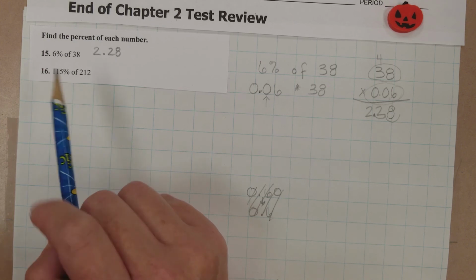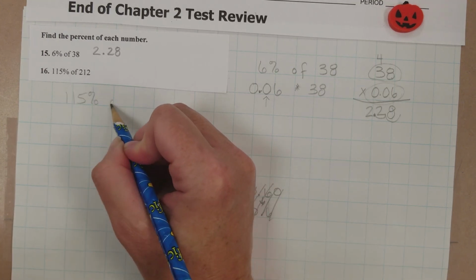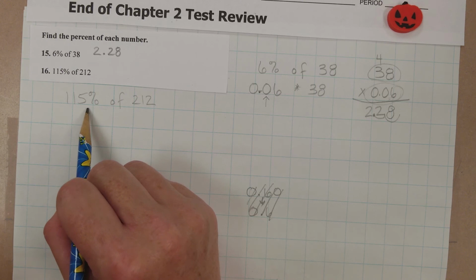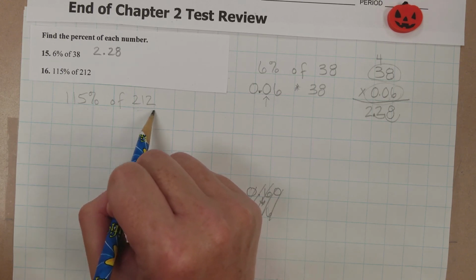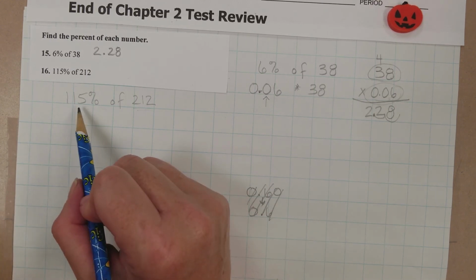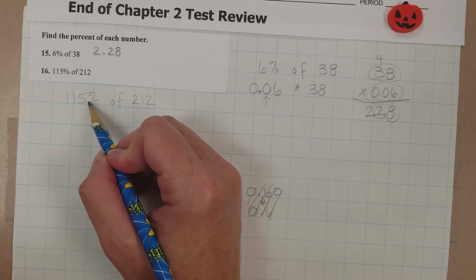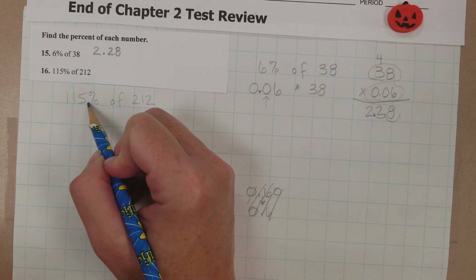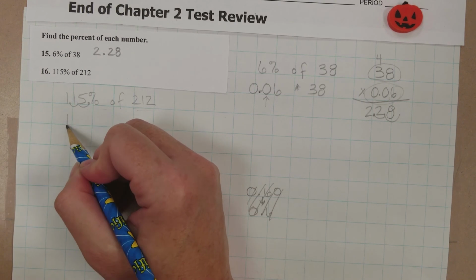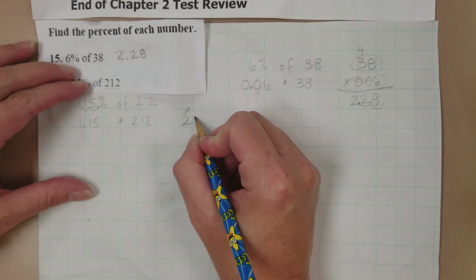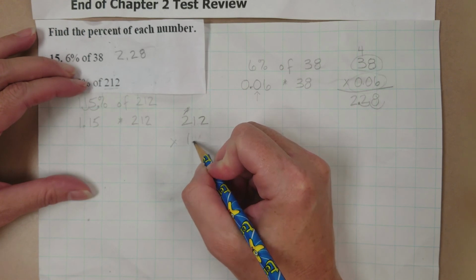115% of 212. Before we even begin, this percent is greater than 100. That means that my final answer needs to be greater than the whole value of 212. I'm going to have a number larger than 212. All right, we need to change 115 into a decimal. The decimal point would be behind the 5, and to change it from a percent to a decimal number, we're going to move the decimal 2 times to the left. That gives us 1 15/100 times 212. So we have 212 times 1.15.